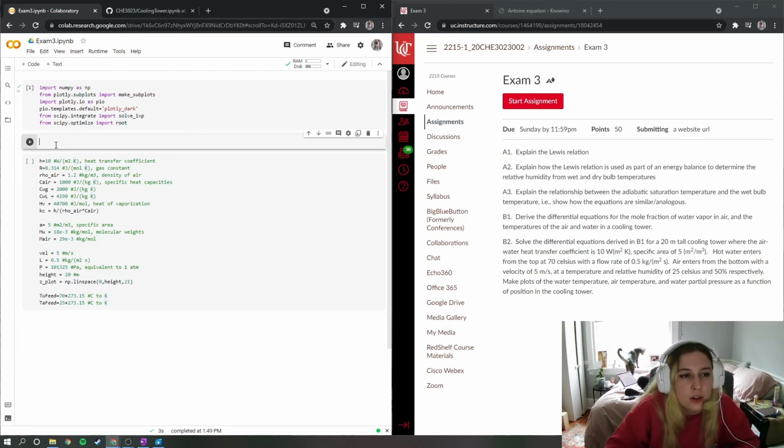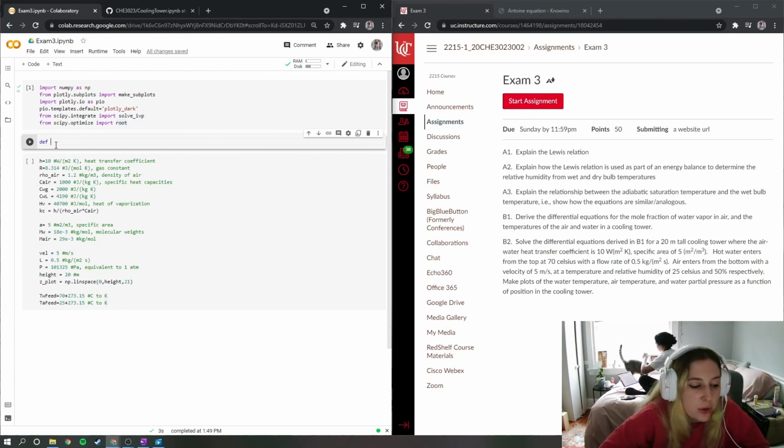So define, and here we're going to use the Antoine equation to find the saturation pressure.